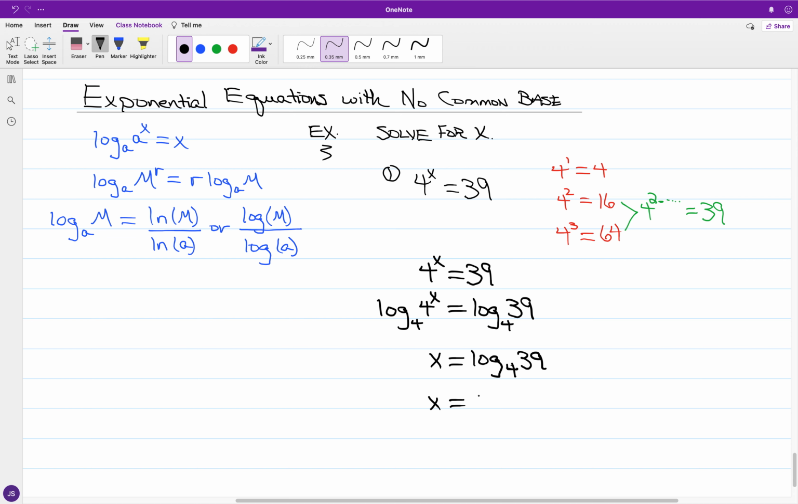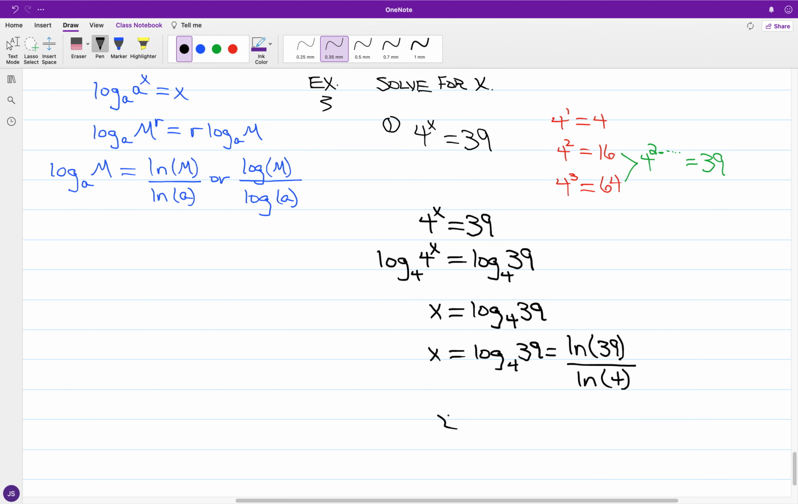Now for the base 4 logarithm of 39, chances are your calculator will not have a base 4 logarithm, but it will have a natural or base 10 logarithm. If we go with the change of base formula using the natural logarithm as the secondary base, we have the natural logarithm of 39 over the natural logarithm of 4, and to the nearest 4 decimal places, that 2 point something is right at 2.6427.